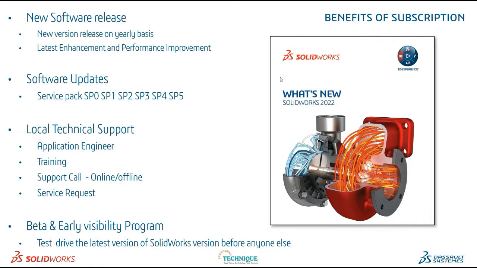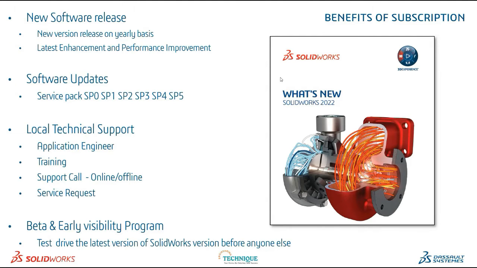Then every year SolidWorks updates its service pack. SolidWorks initially launches SP0, and at the end of the year SolidWorks releases SP5. In between that year SolidWorks releases SP1, 2, 3 and 4. So SP5 will be the most stable version of that particular release. Currently we have SolidWorks 2021 SP5, so that will be the most stable version of SolidWorks 2021.